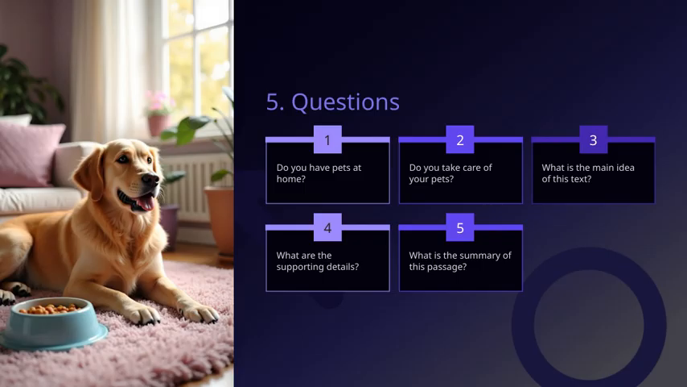After that, what is the summary of this passage? Summaries help us grasp the main points quickly. Lastly, what is the main idea of this text? Identifying the main idea allows us to understand the core message. These questions are designed to deepen your understanding and connect the material to your own life, reinforcing the overall theme of responsible pet ownership and caring.